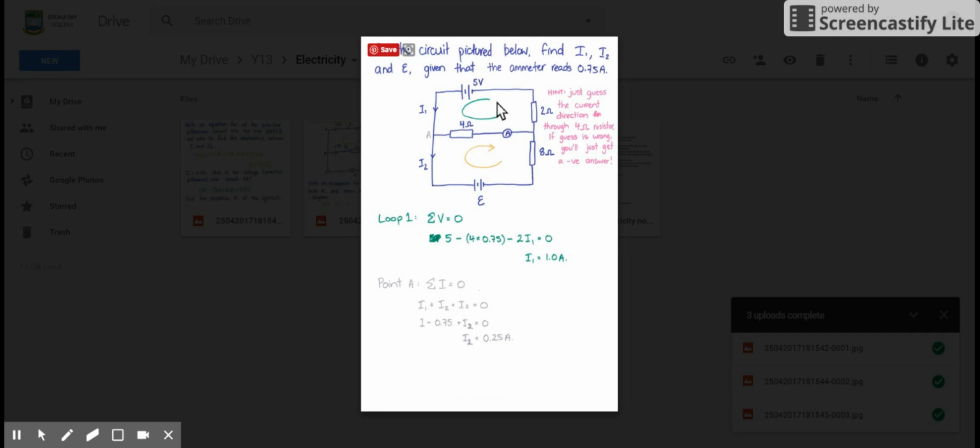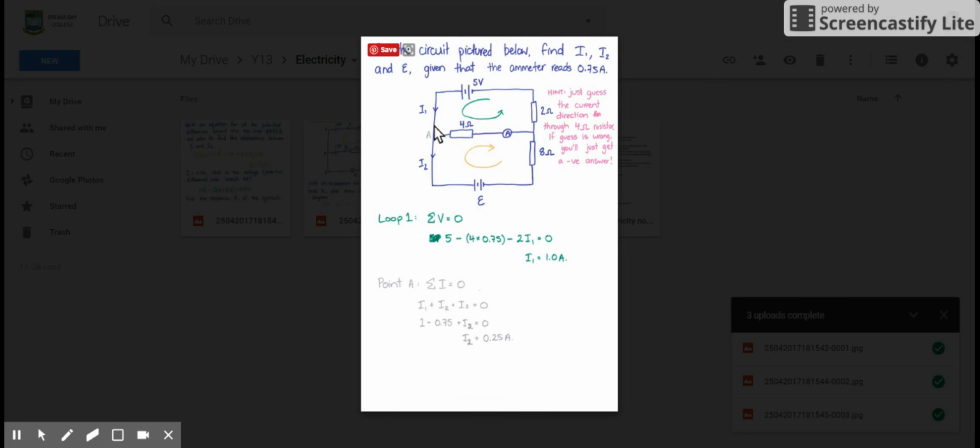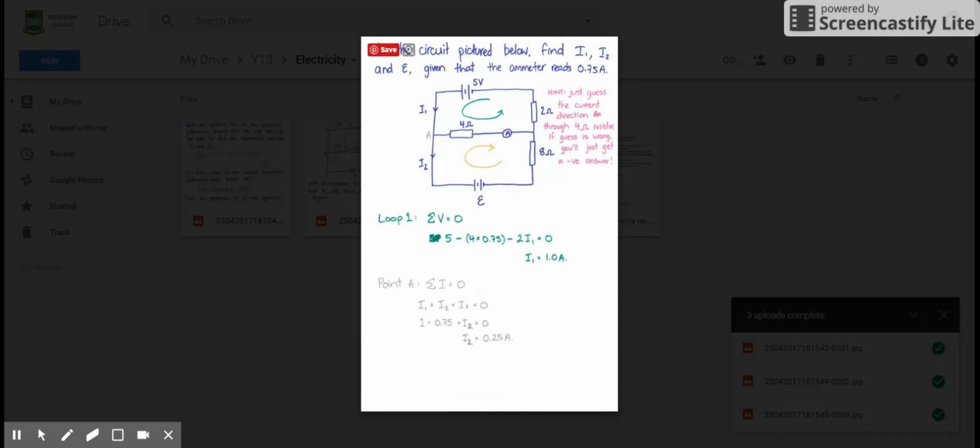You can just guess which direction you walk through the loop in. Personally, I prefer to just walk with the direction of the current. So this 5 volt battery here, we know the current's going to be flowing this way, and I'm going to assume we walk through this way, and the current's going to be flowing down that circuit in that direction too. I'm going to assume current I1 comes into this node, and I3 comes out of that node. If you guess wrong, that's fine. You'll just end up with a negative number when you get to that point.